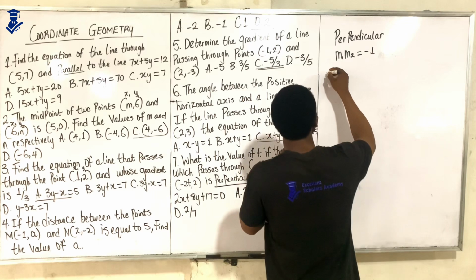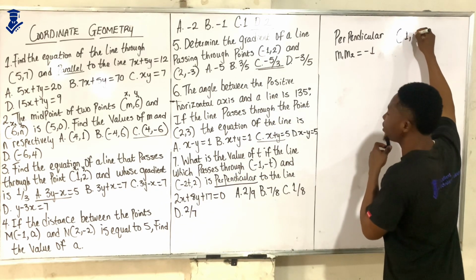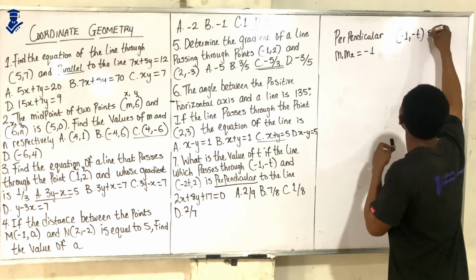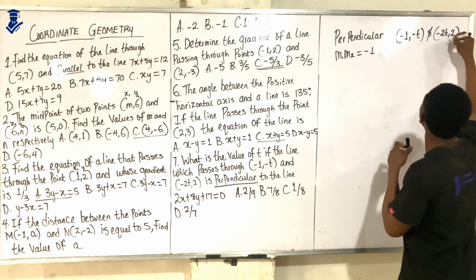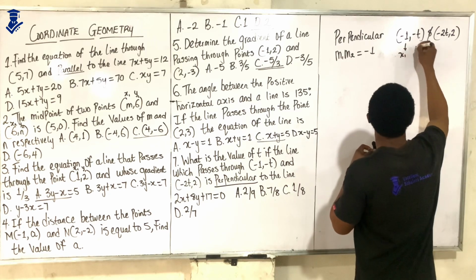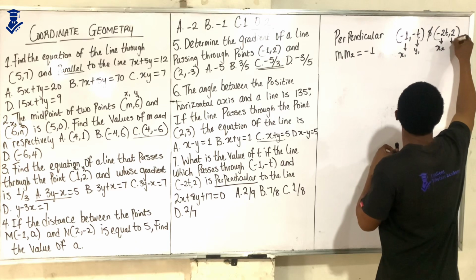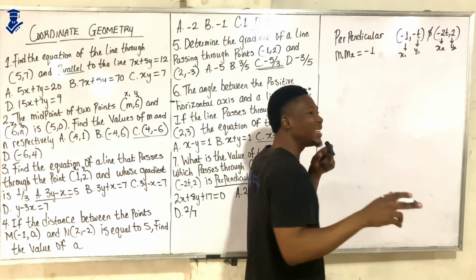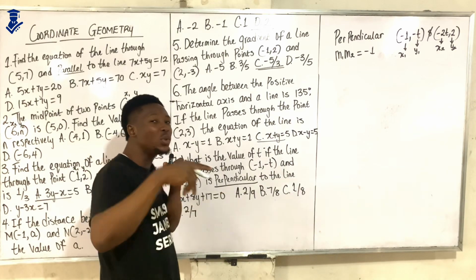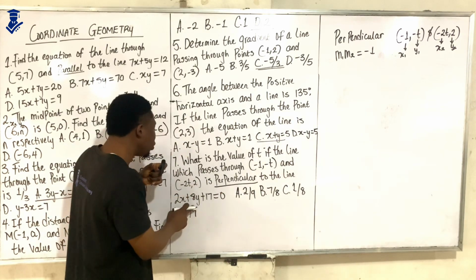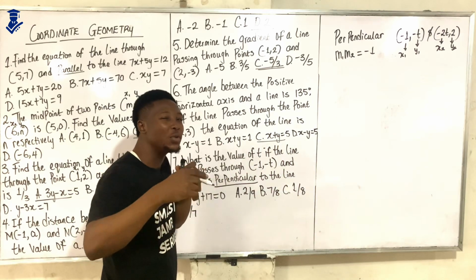Of course we know we are given the points minus 1, comma minus t, and another point, minus 2t, comma 2. Of course this is x1, this is y1, this is x2, and this is y2. So let's find the gradient between these points. Then when we find the gradient between those points, we multiply it with the gradient that we get from this line of equation and equate it to minus 1. That's how we'll be able to find the value of t.